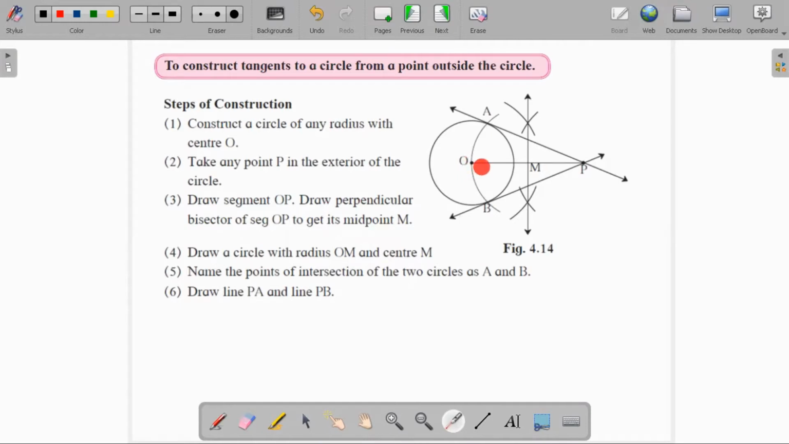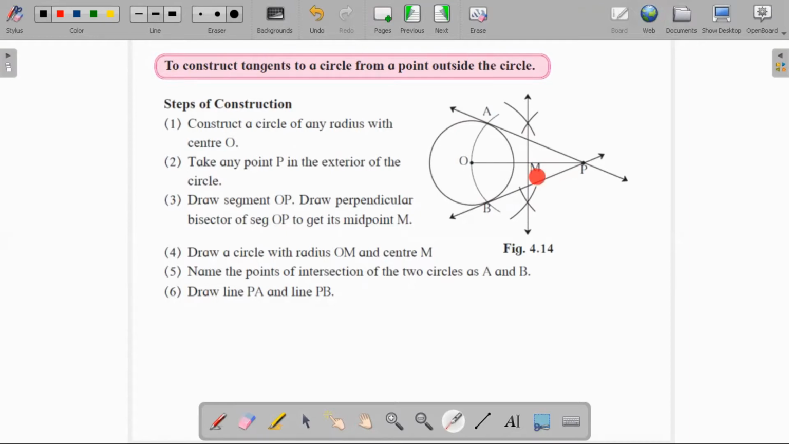So after joining the center of the circle to the point P, you draw a perpendicular bisector to this segment and name its midpoint as point M. Now, draw a circle with radius OM and center M. Name the points of intersection of the circle as A and B. Now, for the final step, you draw lines PA and PB, and these will be the tangents to the circle from point P that lies outside the circle.